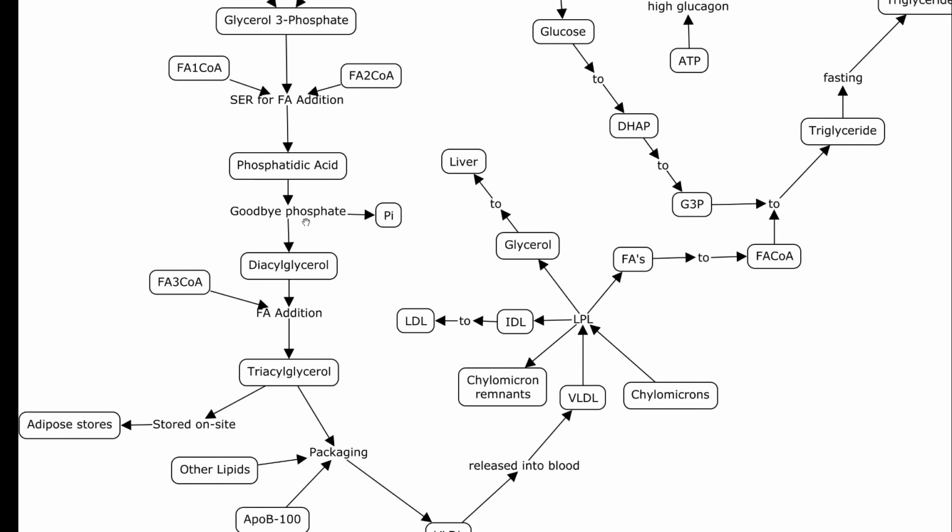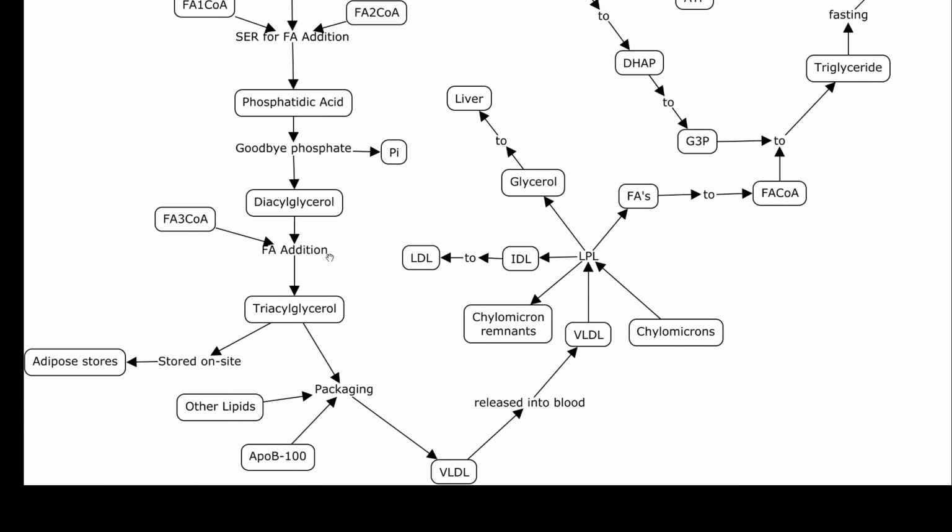Goodbye phosphate. I didn't know the name of that reaction. There's probably an enzyme involved, but the textbook didn't think it was important enough to know. So that's going to just kick off your phosphate. You'll have a diacylglycerol, and then we're going to add on a 3rd fatty acid where the phosphate used to be. That will give us our triacylglycerol or our triglyceride.